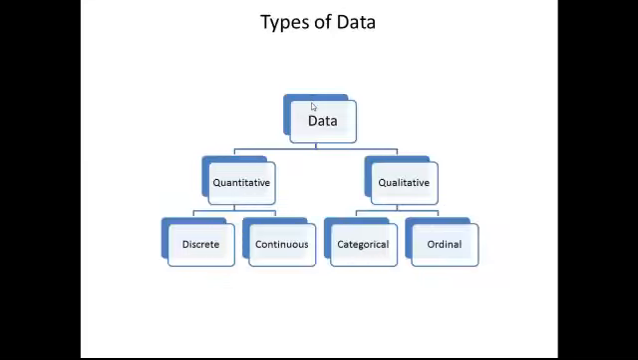Now, the type of data that we collect can be put into two different categories: quantitative data, which is also sometimes called numerical data, and qualitative data, which is sometimes just referred to as categorical data. So quantitative data is anything that has a number in it, and this can be further divided into two types of numerical data: discrete and continuous.